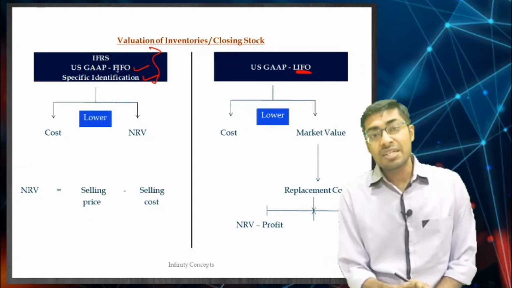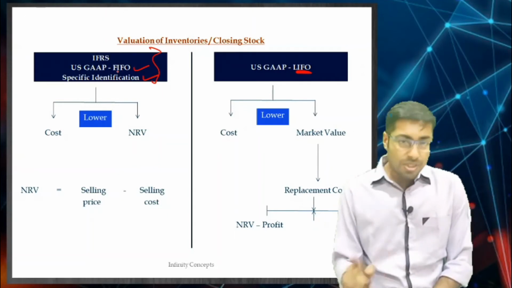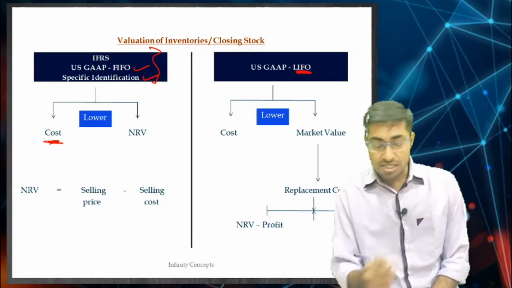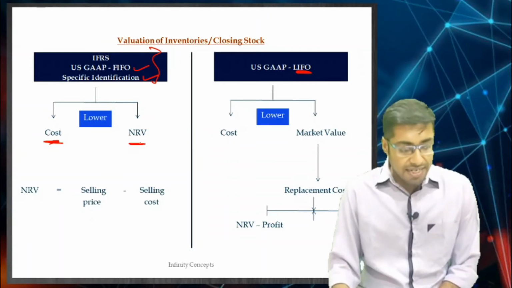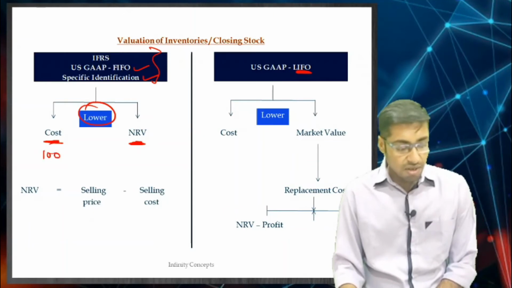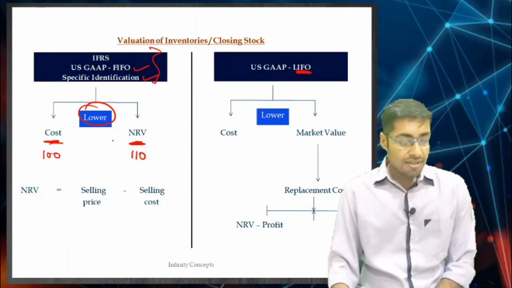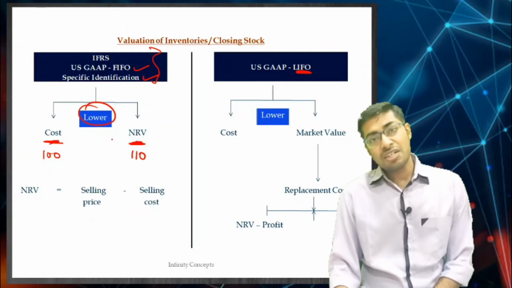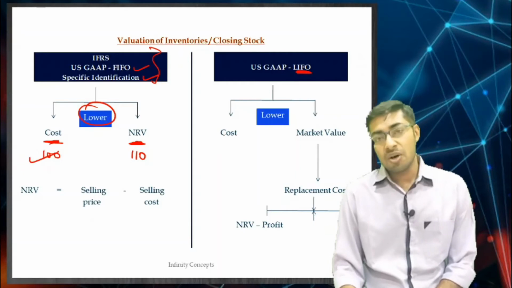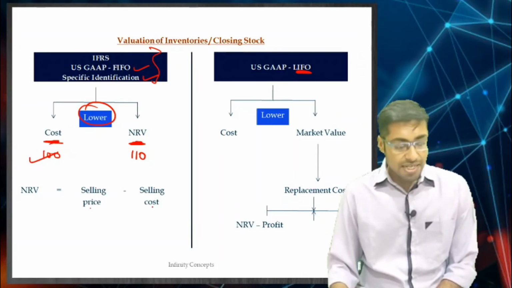Now, what is that method, how to value the closing stock? The closing stock is valued at cost, which you found out just recently, or net realizable value, whichever is lower. So if the cost is $100 and net realizable value is $110, then the value of inventories in your books of accounts will be $100, correct. Now NRV is what? Selling price minus selling cost.